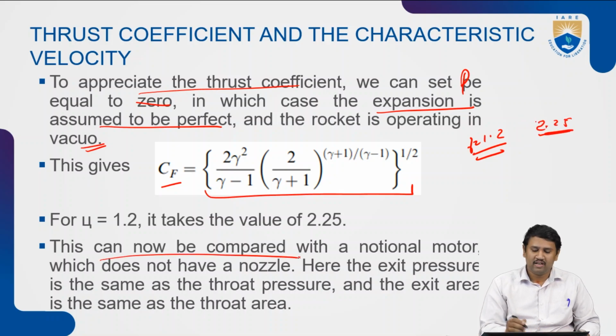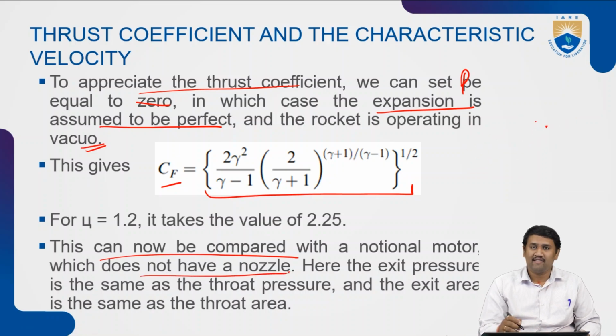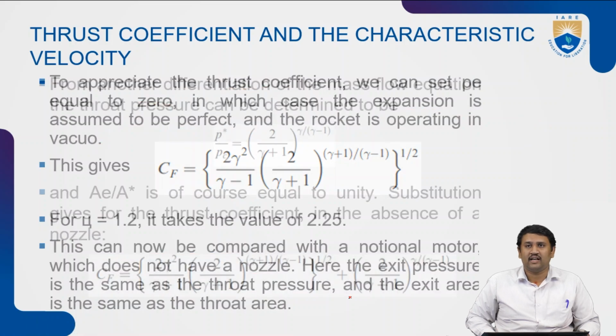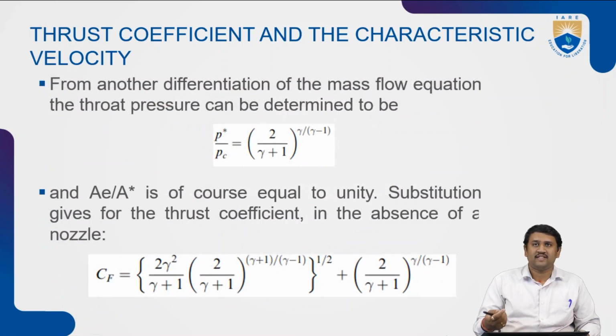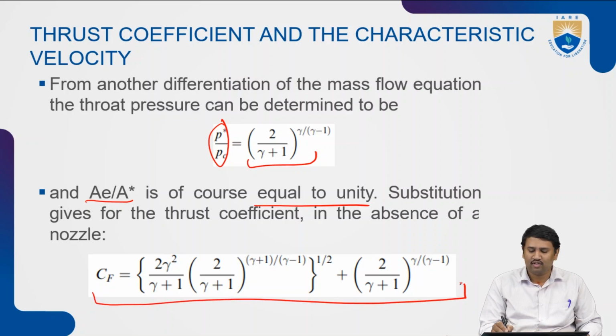Now, this can be compared with a notional motor, particularly a motor which doesn't have any nozzle. So the exit pressure is the same as the throat pressure and the exit area is the same as the throat area. From the mass flow equation, the throat pressure can be determined in terms of the pressure ratio to a certain value. The expansion ratio is of course equal to unity, and substituting this into the thrust coefficient gives, in the absence of a nozzle, the thrust coefficient as this.